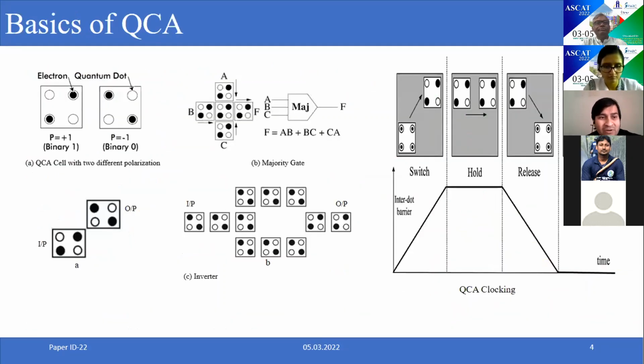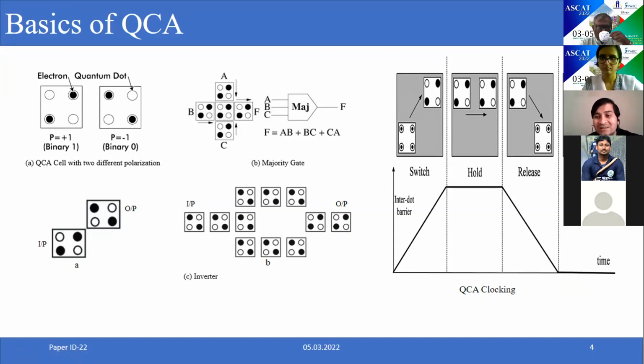Next, I want to discuss some basic parts of QCA. In QCA, the basic element is the QCA cell. Each QCA cell contains four quantum dots. Among these four quantum dots, two electrons are present in diagonally opposite dots, because if they are present in adjacent dots, then the Coulombic interaction is very high. If I say the first cell diagram is binary one, then the second diagram will be binary zero.